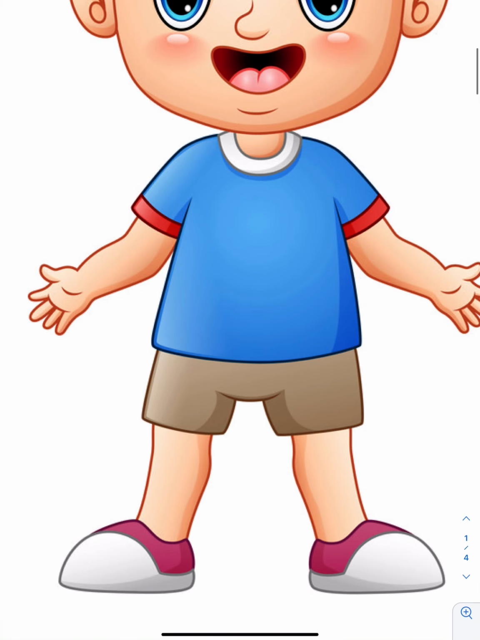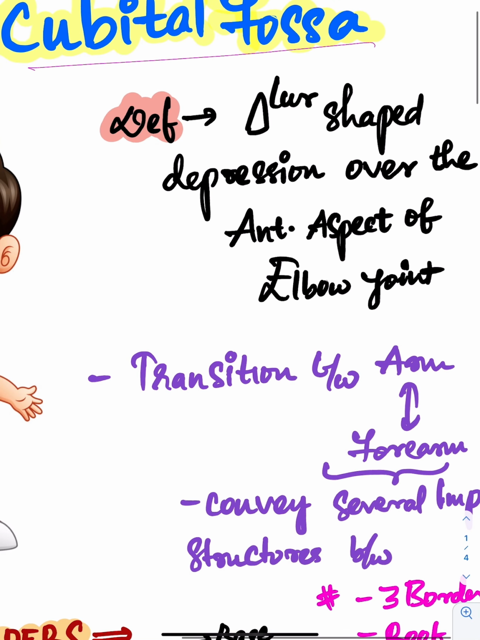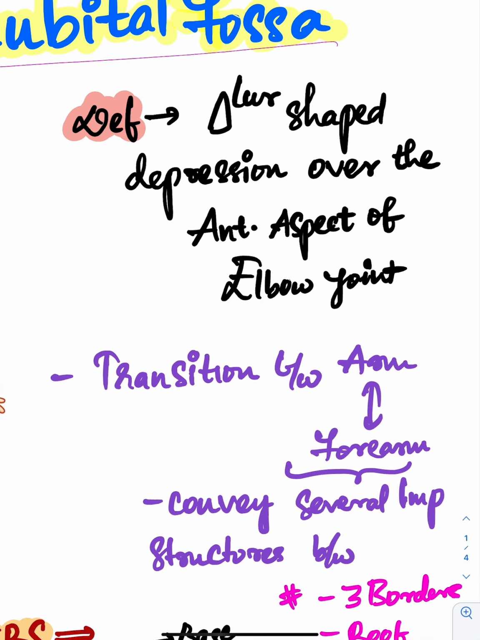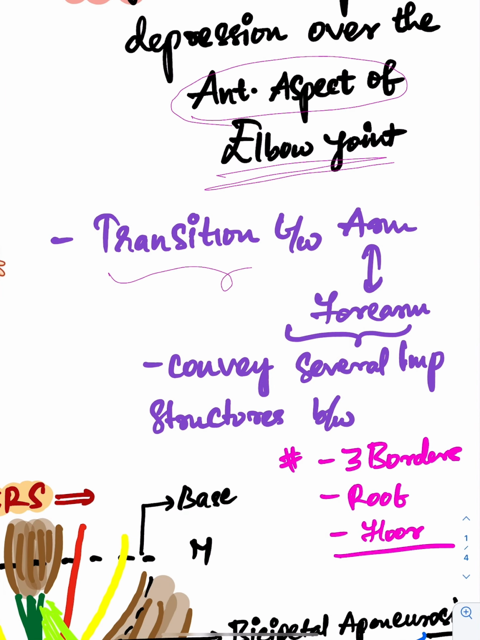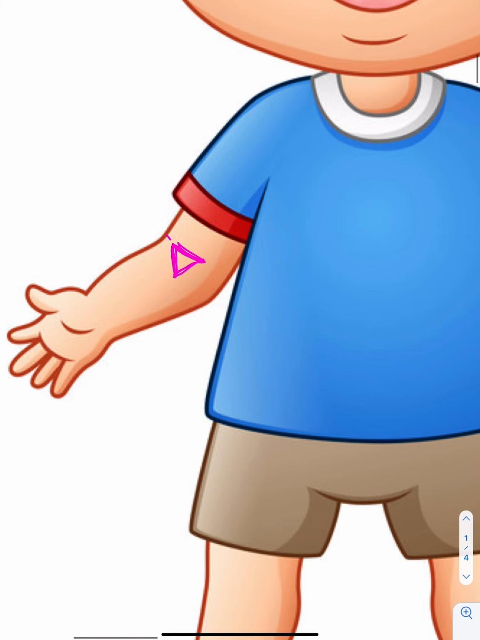When you see, it is like a small depression that is present anteriorly over the elbow joint. So this is the elbow joint. Anteriorly what we could see as a triangular depression is called the cubital fossa. So this is a definition: a triangular depression over the anterior aspect of the elbow joint. You can say it is a transition between the arm and the forearm. See here, this is the cubital fossa, over which this is the arm region and this is the forearm region. So it is a transition between the arm and the forearm.